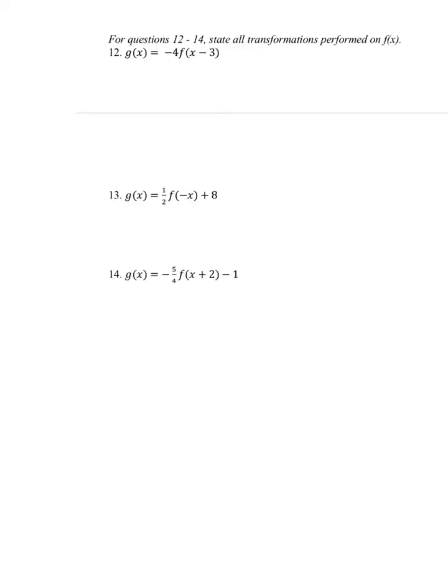12 through 14 talks about transformations. Now, if you remember when we did this in class, we had that chart with all of the rules that we were figuring out. So we just have to go through and state what the rules are. And that's what this is saying. State all transformations performed on f of x. So g of x, the image function, is equal to -4 times f of x minus 3.